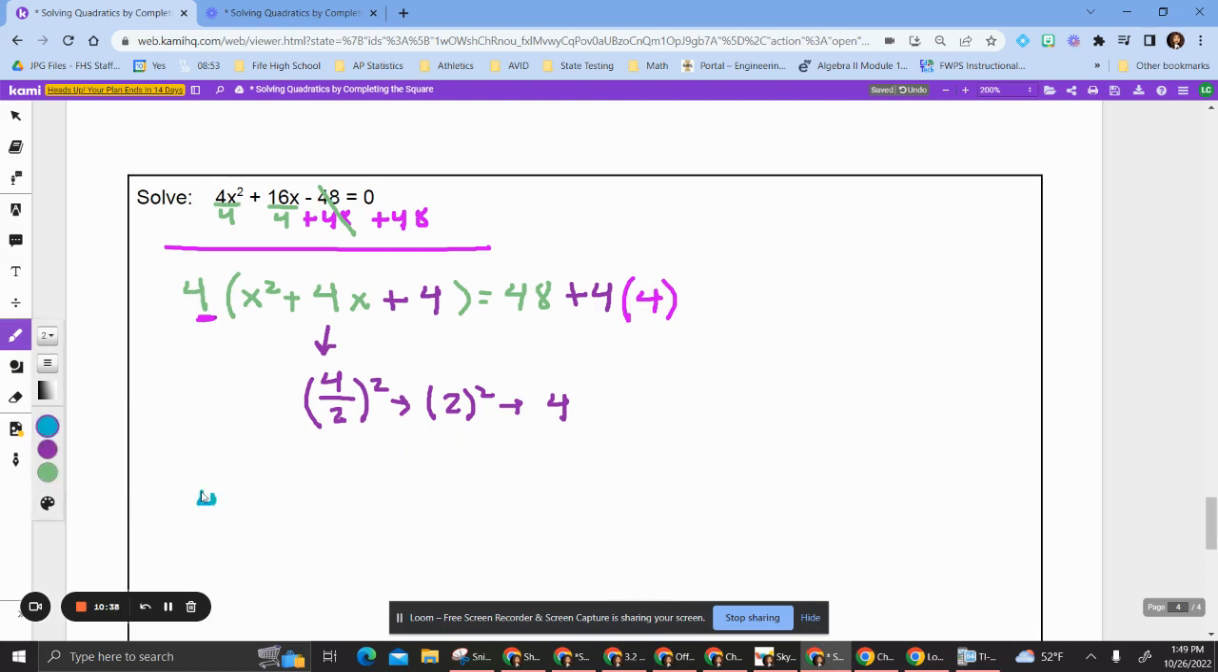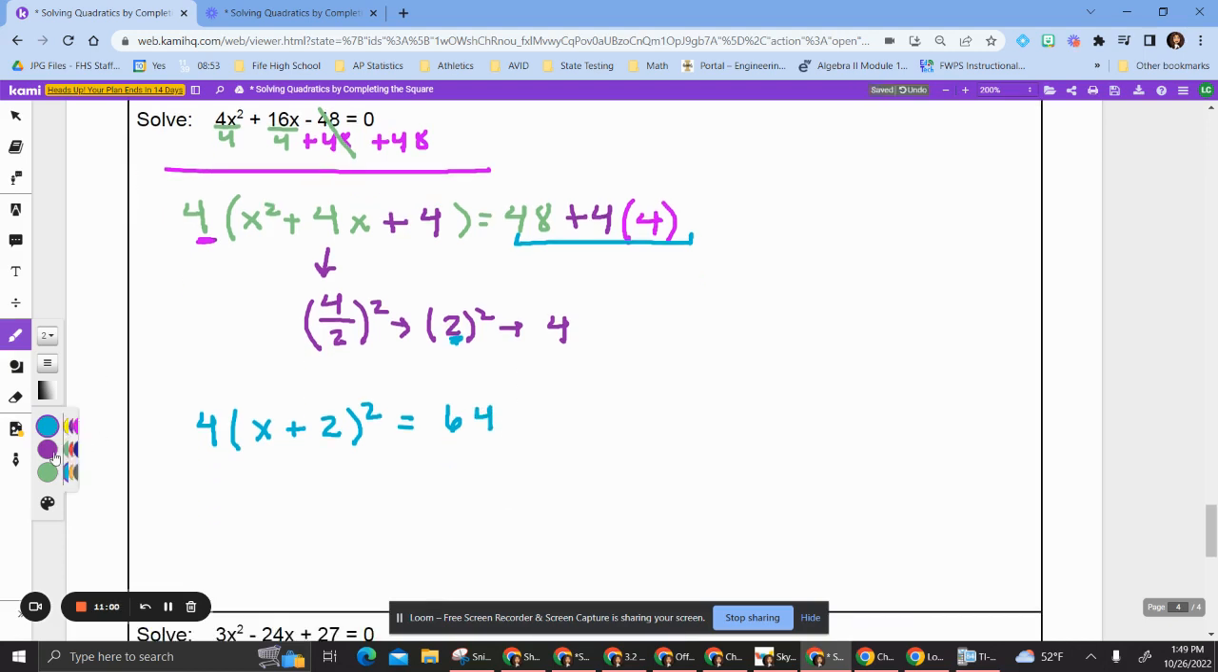So I still have the 4 out in front, x, and then I have this 2, which is a positive 2, goes right here, squared is equal to 48 plus 4 times 4. All of that is going to equal 64.